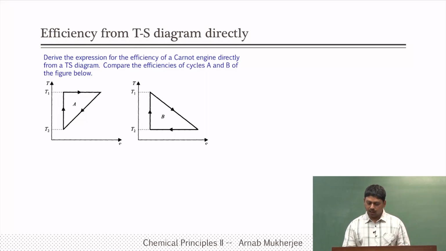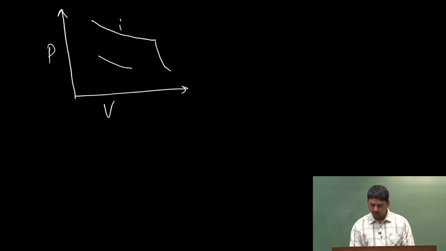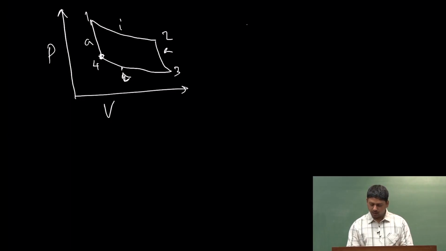Before we can do that, we should calculate the efficiency of the Carnot engine first from the TS diagram. For that, we are going to first draw the PV and TS diagram. First, draw the PV diagram. It has an isothermal expansion process, an adiabatic expansion process, an isothermal compression process and an adiabatic compression process. Let us call the points 1, 2, 3 and 4, and we can write the corresponding TS diagram.